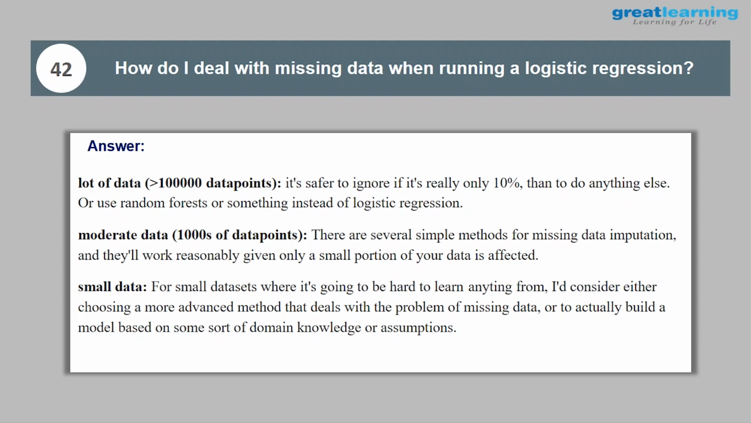Moderate data, thousands of data points. There are several simple methods for missing data imputation and they will work reasonably given only a small portion of your data is affected. Small data, for a small dataset where it's going to be hard to learn anything from, I would consider either choosing a more advanced method that deals with the problem of missing data, or to actually build a model based on some sort of domain knowledge or assumptions.